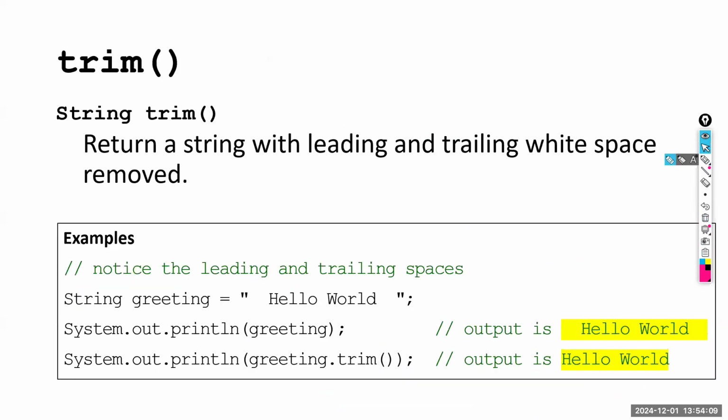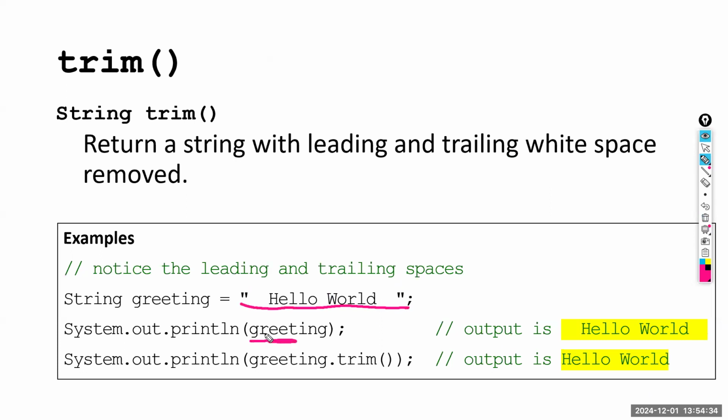Right. So the next one is the trim method. You know what is meant by trim, right? The trim method will get rid of any leading and trailing spaces, but it will not touch the middle spaces. For example, say this is my string.